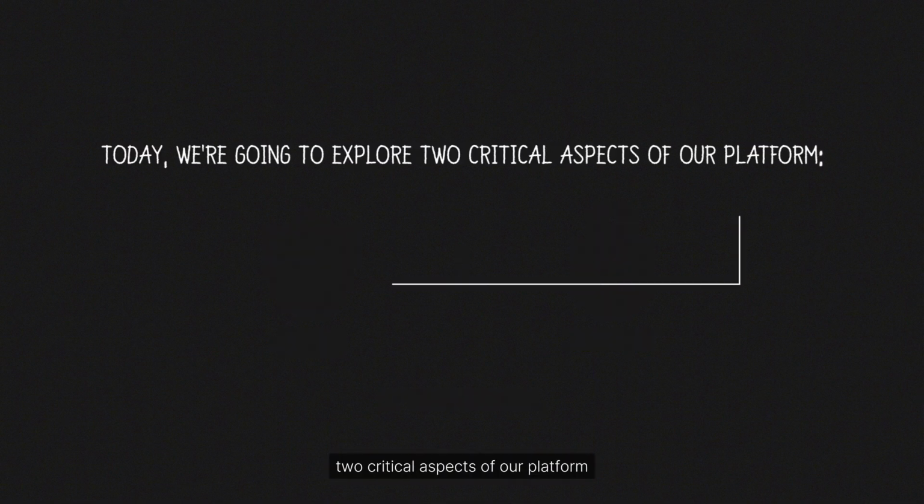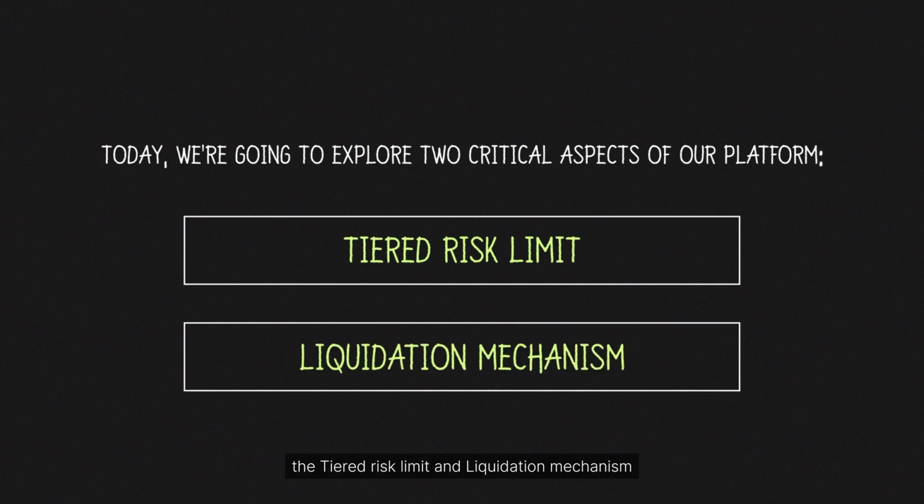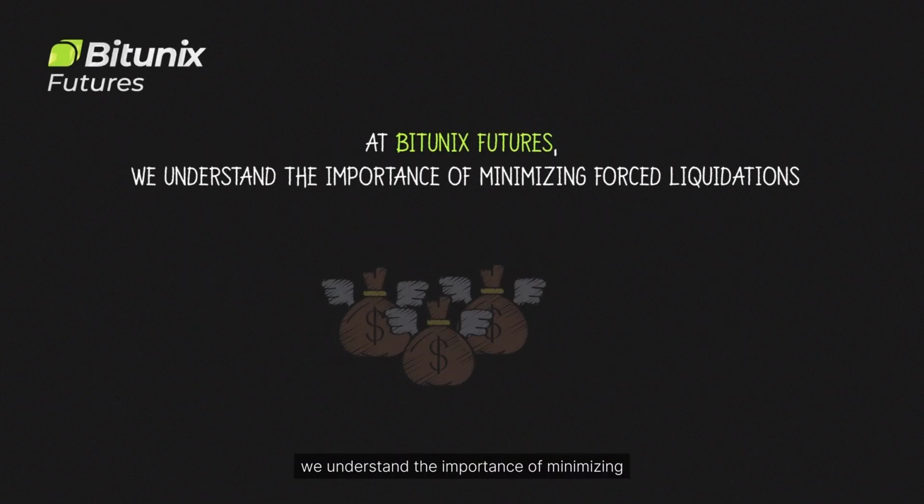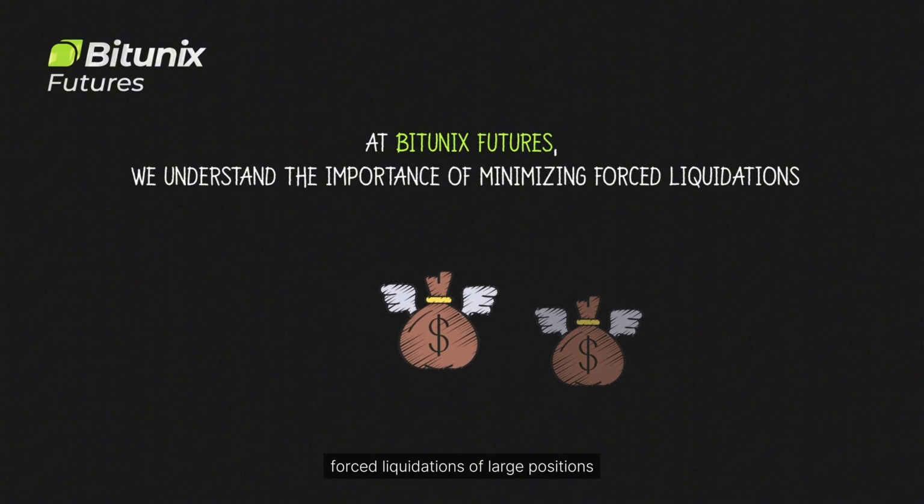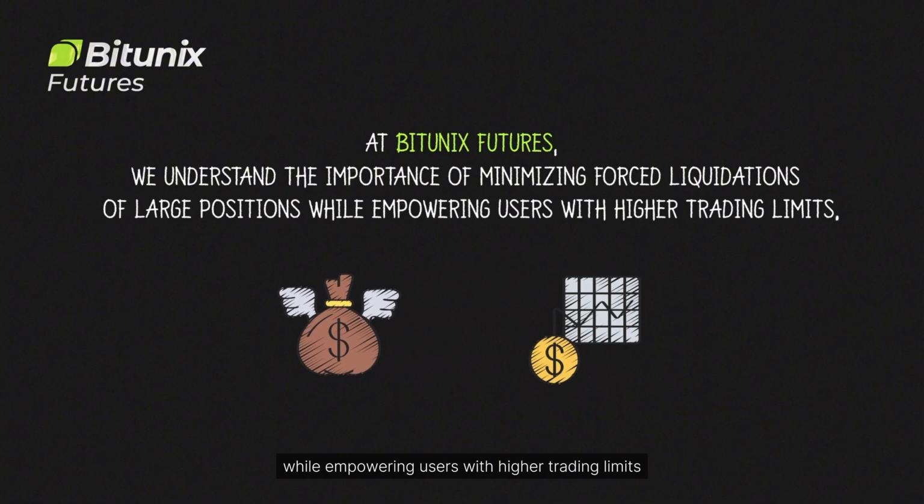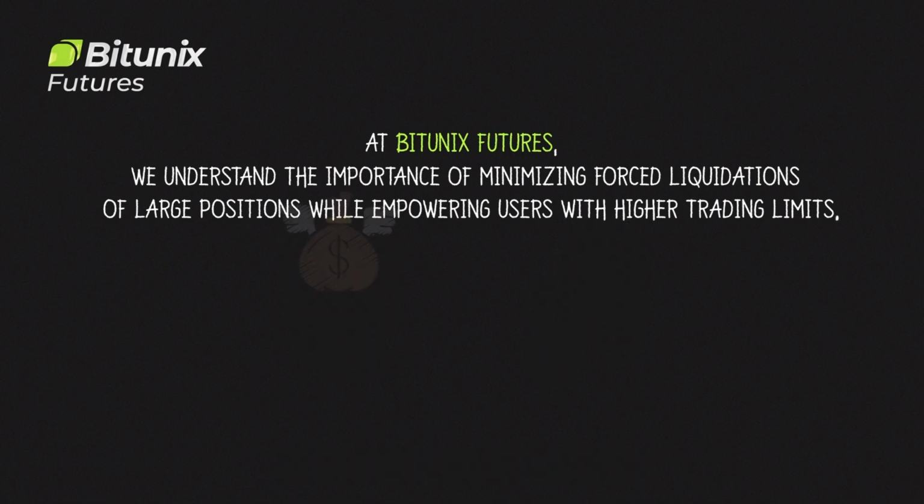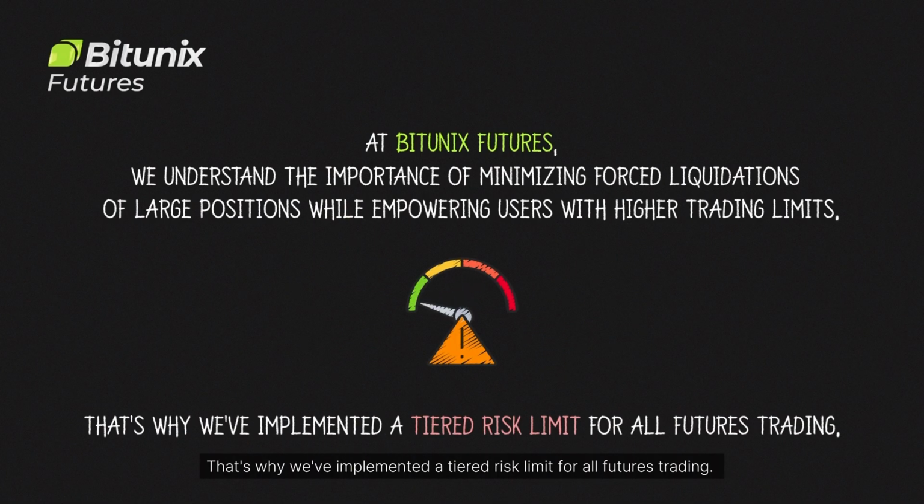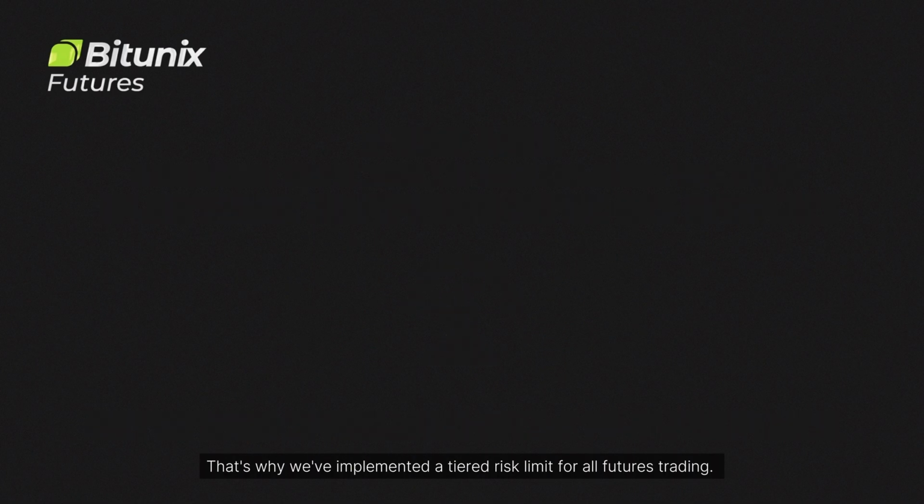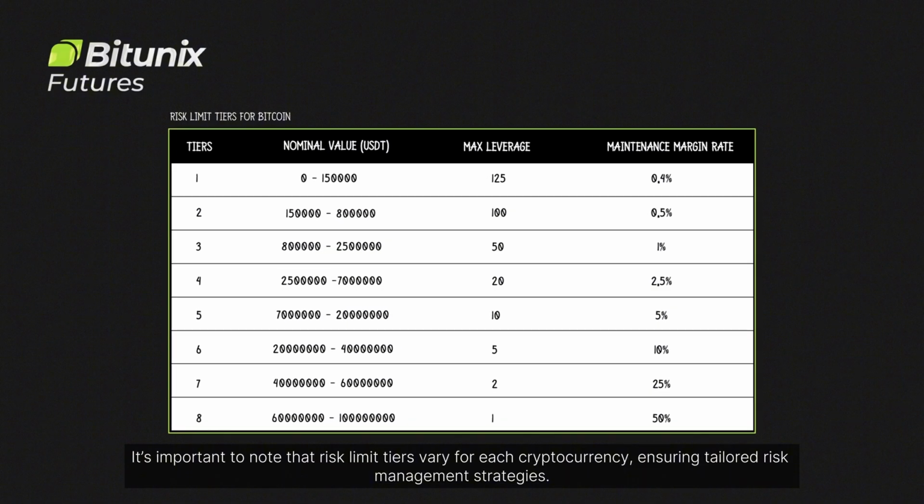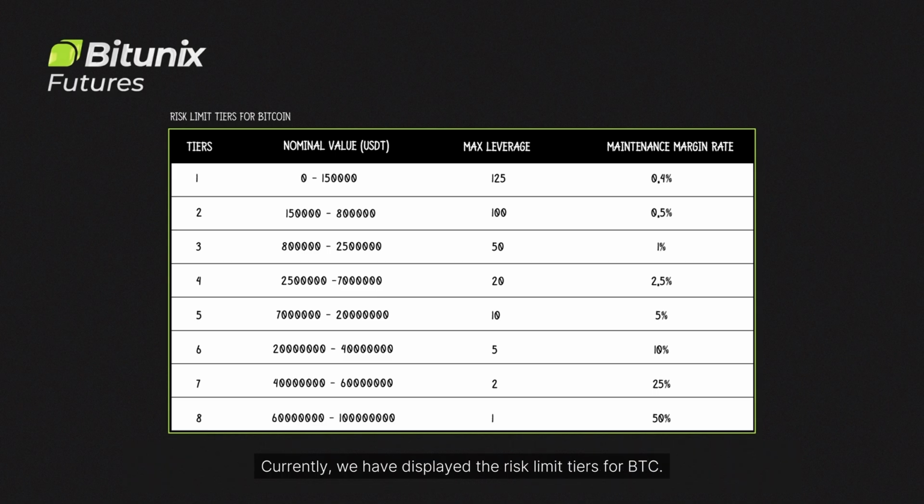Today, we're going to explore two critical aspects of our platform: the tiered risk limit and liquidation mechanism. At Bitunix Futures, we understand the importance of minimizing forced liquidations of large positions while empowering users with higher trading limits. That's why we've implemented a tiered risk limit for all futures trading. It's important to note that risk limit tiers vary for each cryptocurrency, ensuring tailored risk management strategies. Currently, we have displayed the risk limit tiers for BTC.